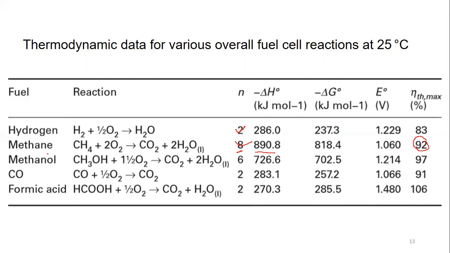If I'm using methanol as a fuel, then we have 97% efficiency. But if I'm using formic acid, then we have 106% efficiency. Okay, so that's very interesting. That's why we have 106% efficiency over here.